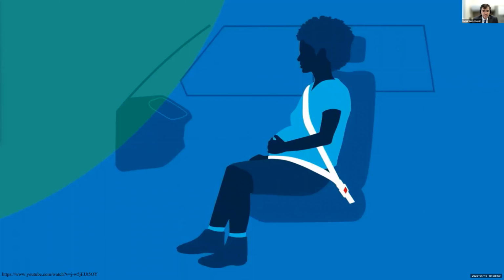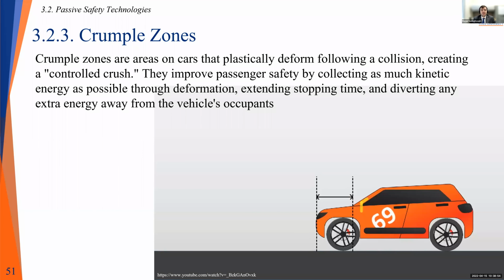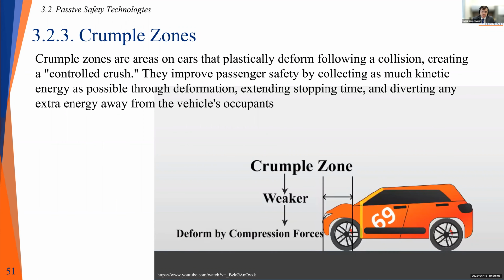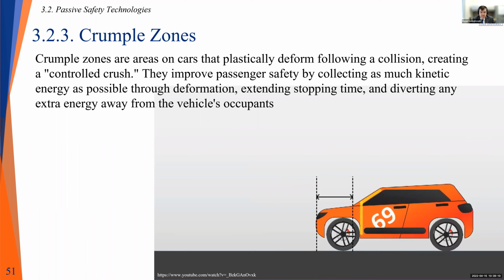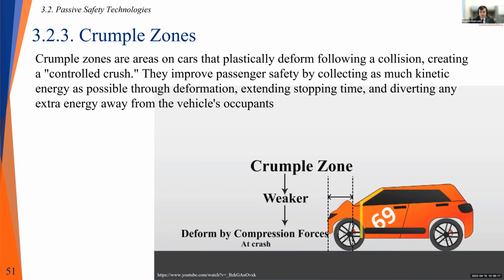Very good. So there is another thing, part of these passive safety technologies: the crumple zone. Well, crumple zones are areas on the car that deform following a crash, creating a controlled crash. Therefore, the majority of the forces that may possibly affect the passengers are instead employed to crumple the car, resulting in a reduction in force acting on the occupants.